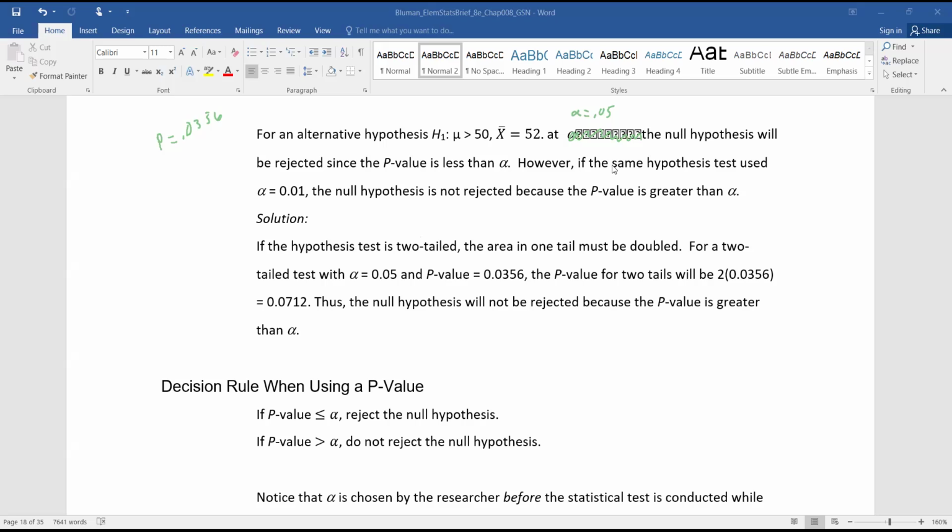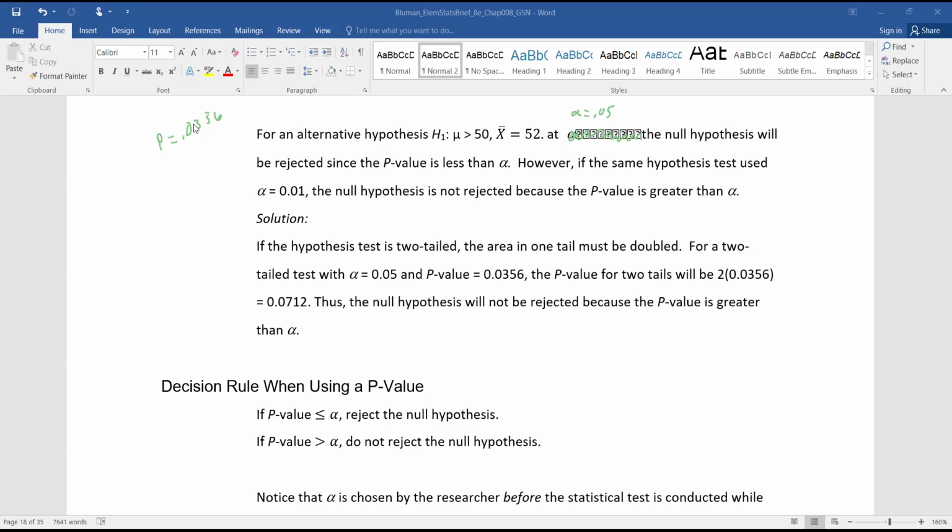However, if the same hypothesis test was used, and this time we wanted a 1% probability of getting a type 1 error, now the null hypothesis is not rejected because the p-value is greater. This showed us that there's a 3.56% chance of being wrong, and that's too much of a risk if we want only 1%. So therefore we'll say, you know what? There's just not enough evidence to reject the null hypothesis. So we won't reject it. It really depends on how large of a probability you want to make.